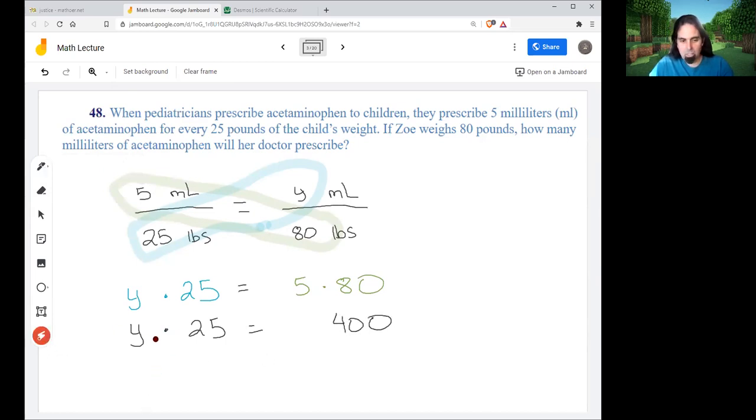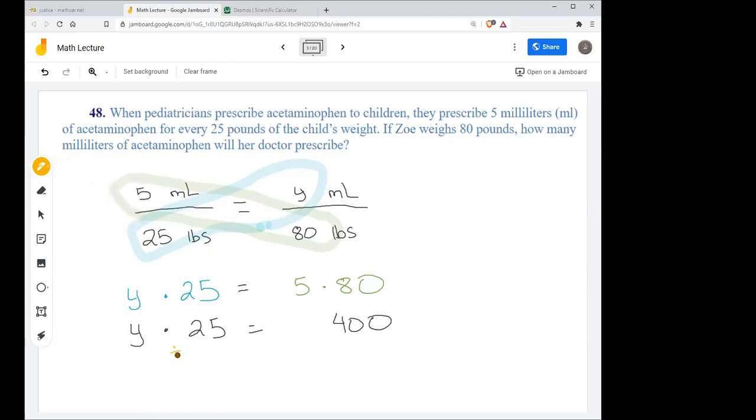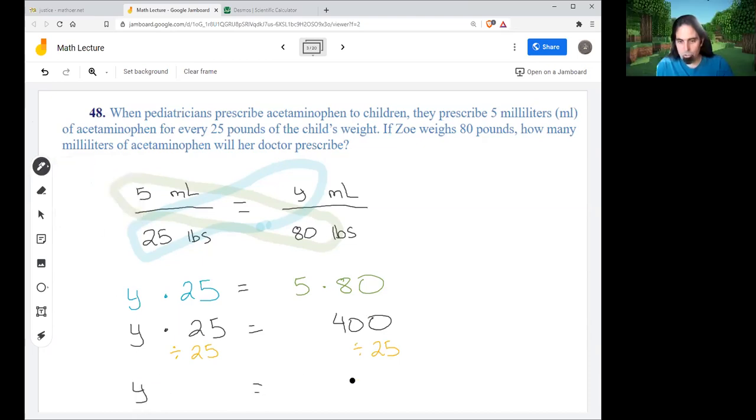I have one of these one-step equations. Something is stuck onto y with times 25. How do I get that off? Divide by 25. So how many quarters are in $4?